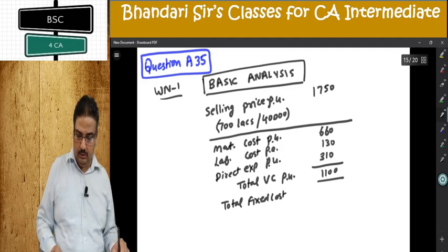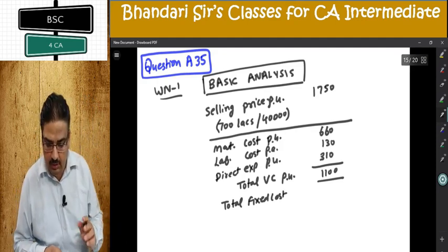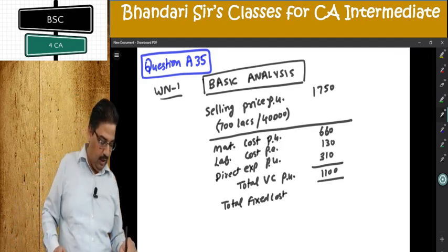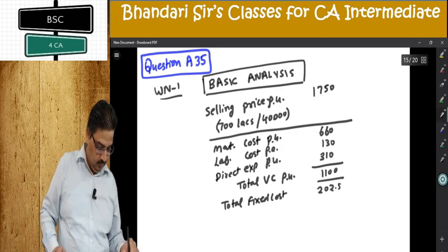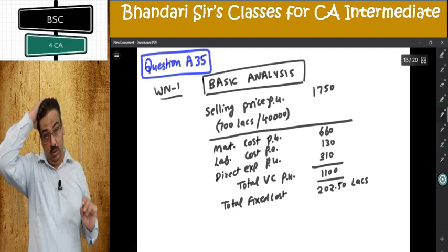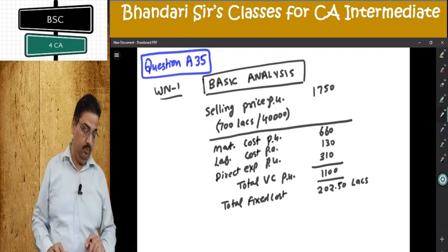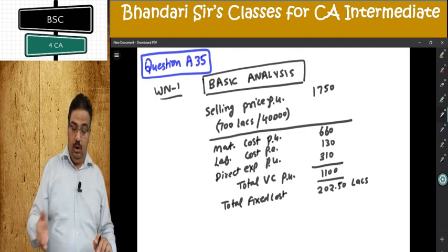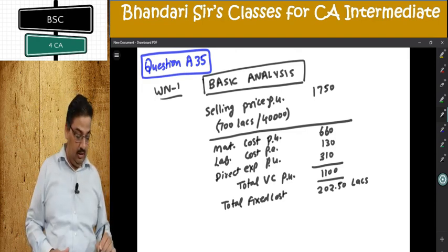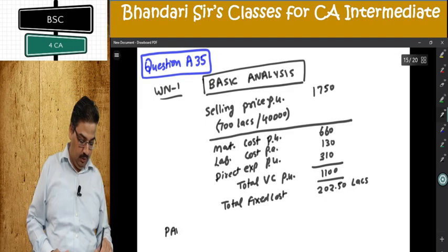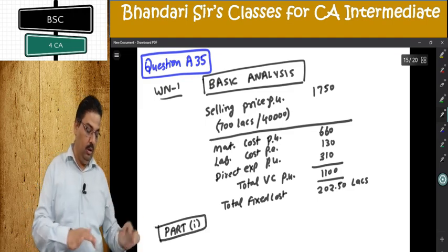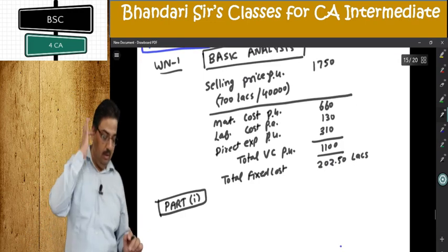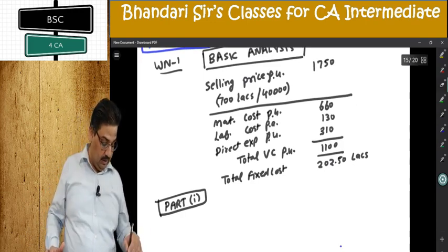Total fixed cost: let me add all fixed costs. It is added there, 202.50 lakhs. Fixed cost is needed in total, the variable cost is needed per unit. So, you are given a present profit. Now, you concentrate on part 1. Working note is clear. The working note will be used in my further analysis.